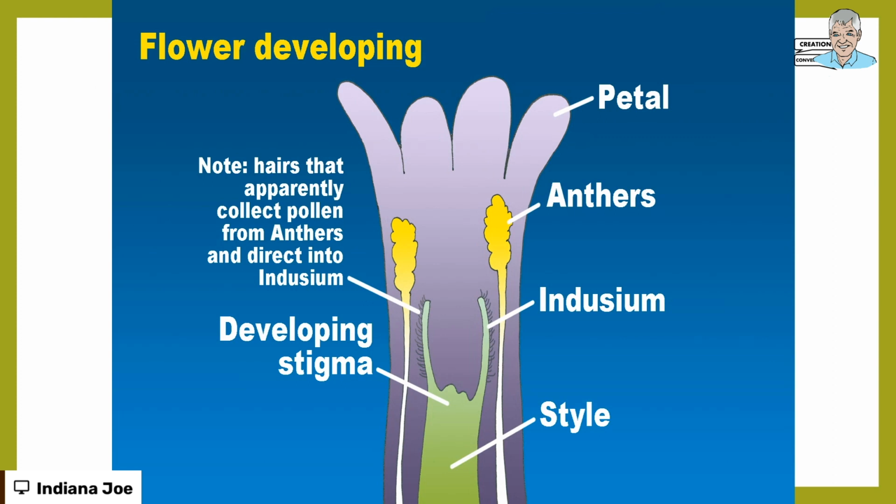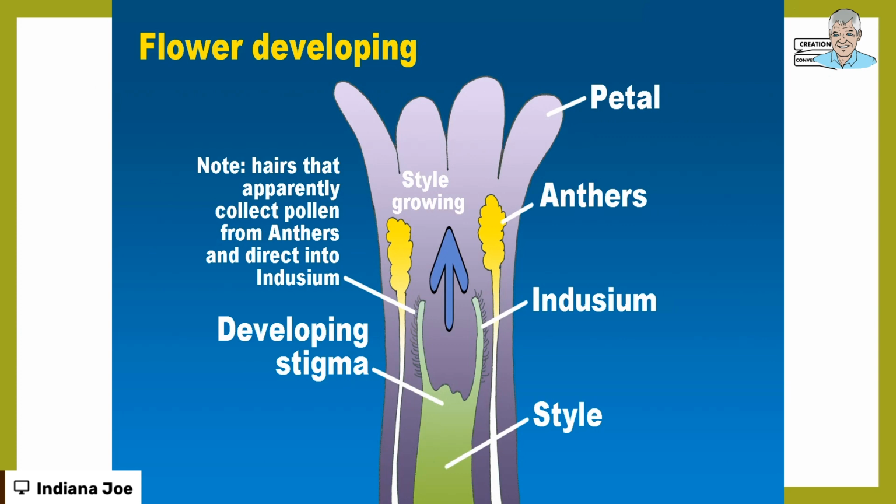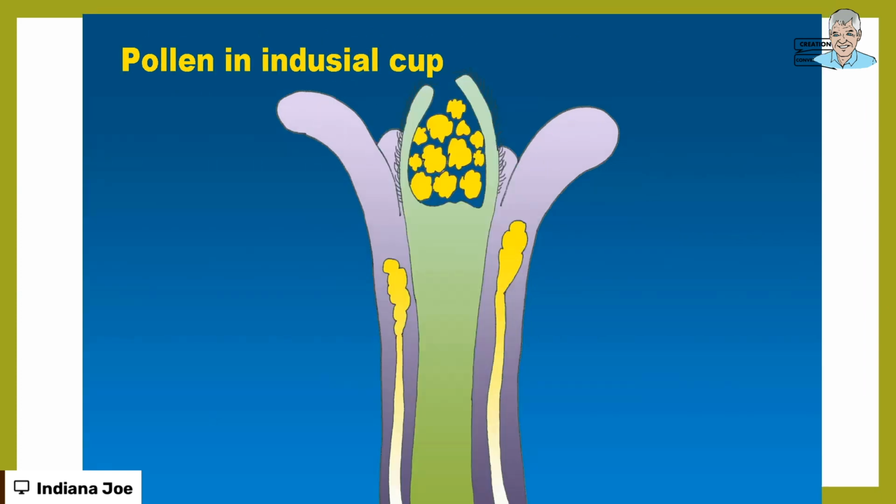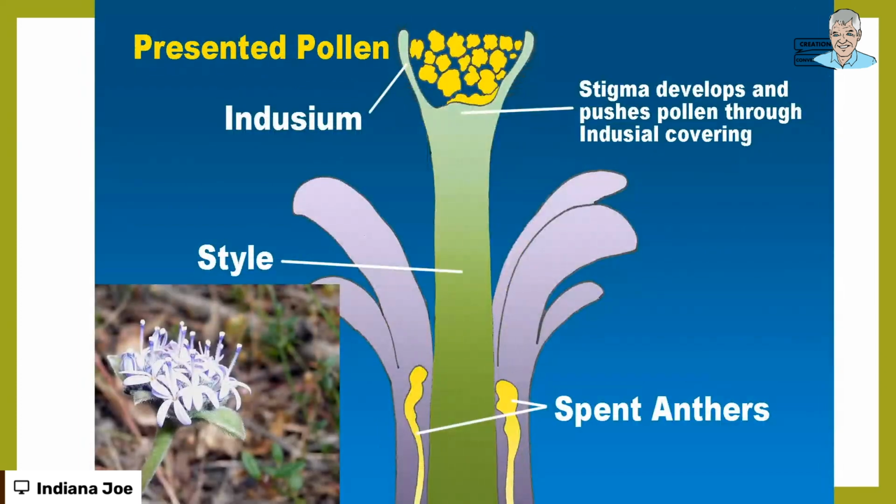Okay, now on the side of that little structure called the indusium, you'll notice a bunch of hairs. Now, as we go through the next slide, you'll see as the style pushes up into the flower as it's developing, okay, there it goes. Those hairs start to catch the pollen, and they empty into the indusial cup, and then it keeps growing up through the flower, next slide, and there you go. You've got the pollen presented actually in the indusium, which holds the female part.